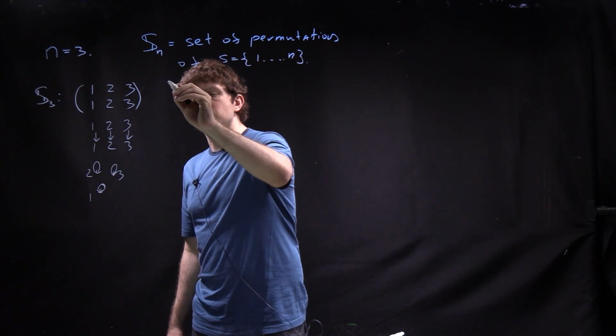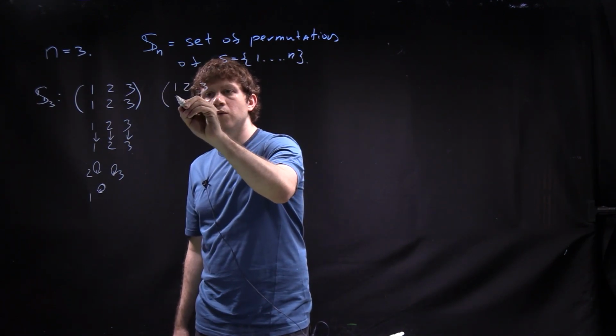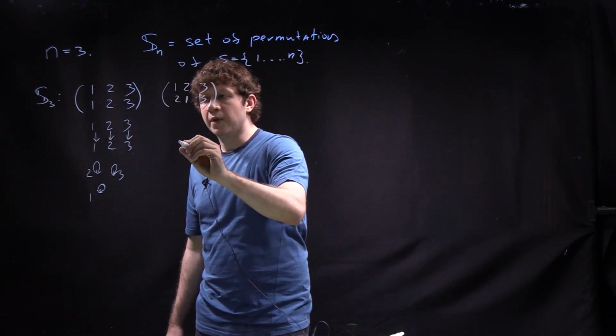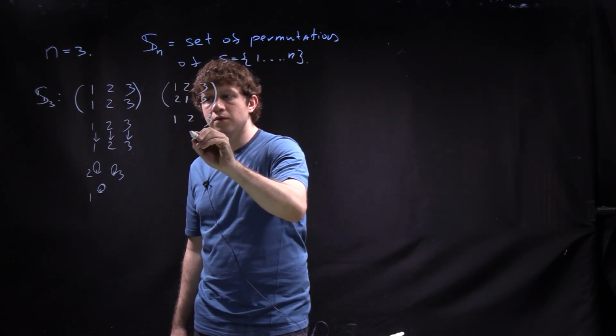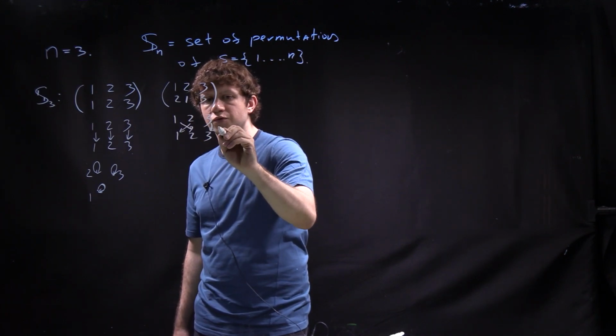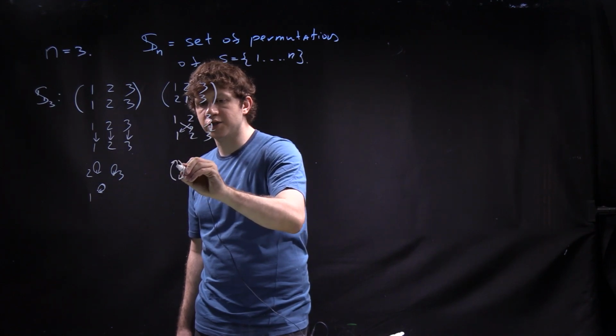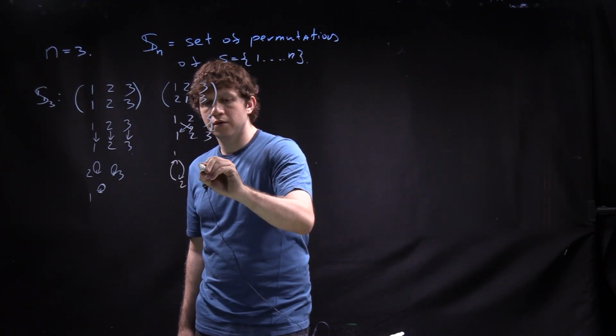So another one is where we exchange 1 and 2. And this is it. 1 goes to 2, 2 goes to 1, 3 goes to 3. And we have 1 and 2 are exchanged. 3 is fixed.